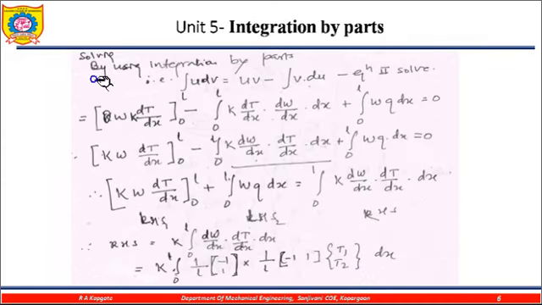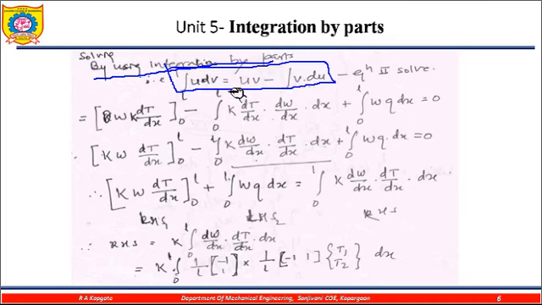Now let us move on by using integration by parts. What is that formula? Integration by parts: the integral of u into dv is equal to uv minus the integration of v into du. So this is the integration by parts. You remember this one from the 12th standard.